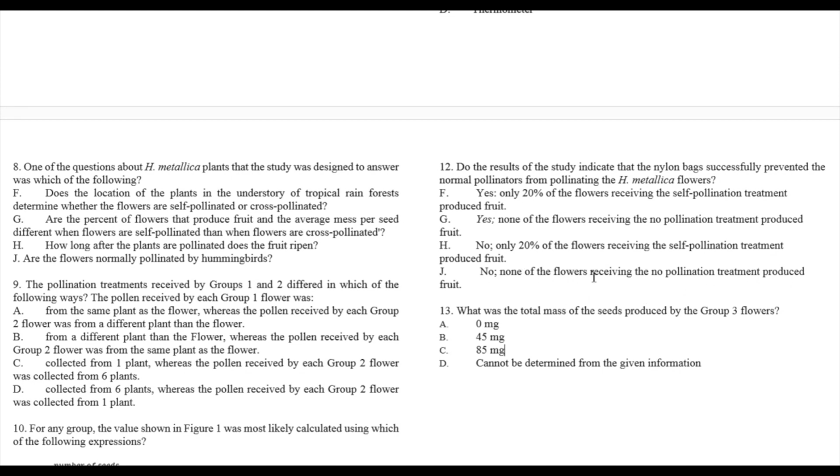Well, that's true. None of the flowers receiving the no pollination treatment produce fruit, but it's asking if the nylon bags successfully prevented the normal pollinators. And so the answer to that question is yes, because none of the normal external pollinators could pollinate any of the flowers inside of the no pollination treatment. So here, G is the correct answer.